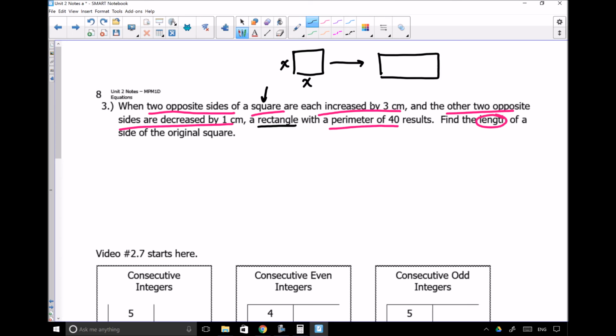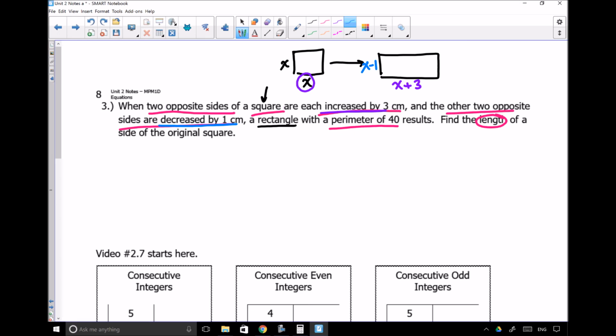Well, one side is increased by 3. So that means that this X right here becomes X plus 3, okay? And then the other side right here is decreased by 1. So this X right here becomes X minus 1. Okay, so once I've done that, now I know the new sides of my rectangle. Drawing a picture here is sufficient, because I've labeled my length and my width in my picture. That's like writing my let statement. So I'm done with my let statement, so I can go ahead and write my equation.